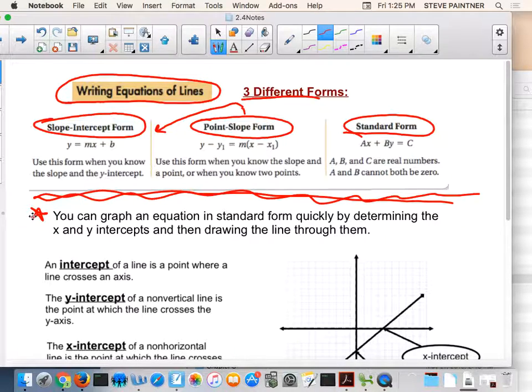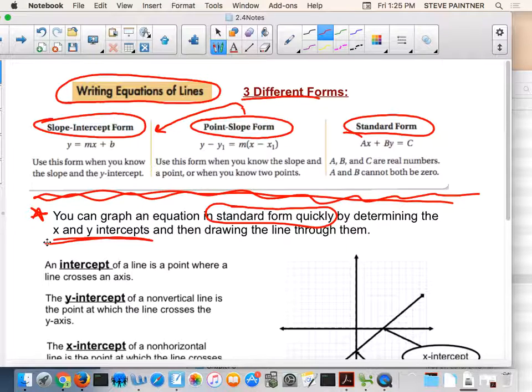Let's go here. Now, they're gonna go after standard form. Listen to this. You can graph an equation in standard form quickly by determining the x, y intercepts and then drawing the line through them. Here's what should have made your eyes go up a little bit. You can graph standard form how? Quickly. Aren't you kind of interested? I want to know how to graph quick, because they're going to tell you right now. By determining what? X and Y intercept. If you can find the x-intercept and the y-intercept, plot them, connect them, you got a line.